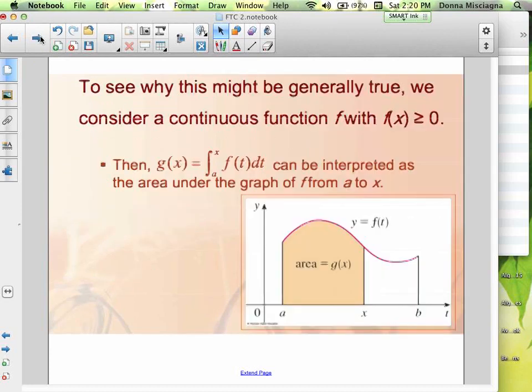So to see why this generally might be true, consider a continuous function f with f of x greater than or equal to 0. So g of x is the integral from a to x of f of t dt, and can be interpreted as the area under the graph of f from a to x. And we know that our definite integral is the area under the curve. It also gives us our original function.